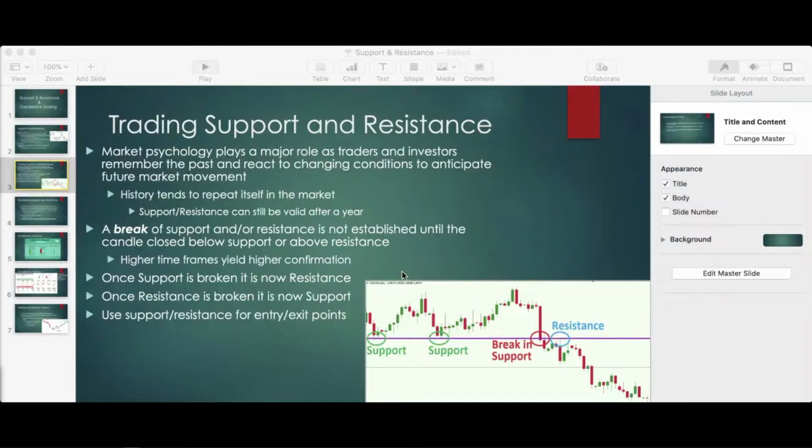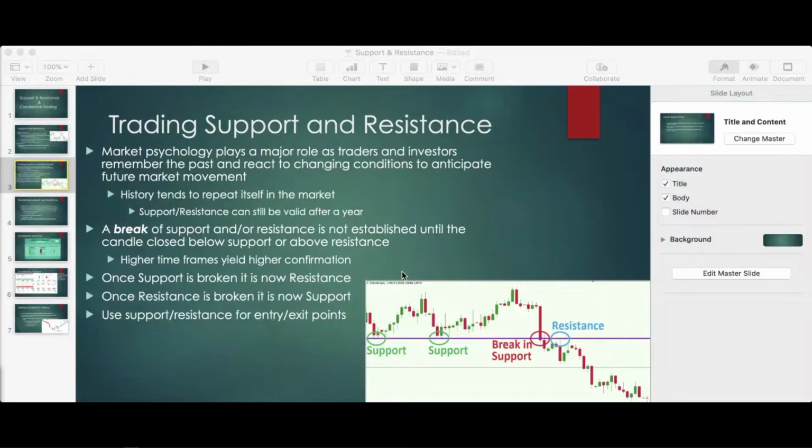I'm not saying this is exactly how it works, but just to give you a little clue, each time a support level or a resistance level is tested, it gets weaker. This is exactly why: every time a level is tested, that level gets weaker, because it's just getting weaker every time it gets tested. So keep that in mind.